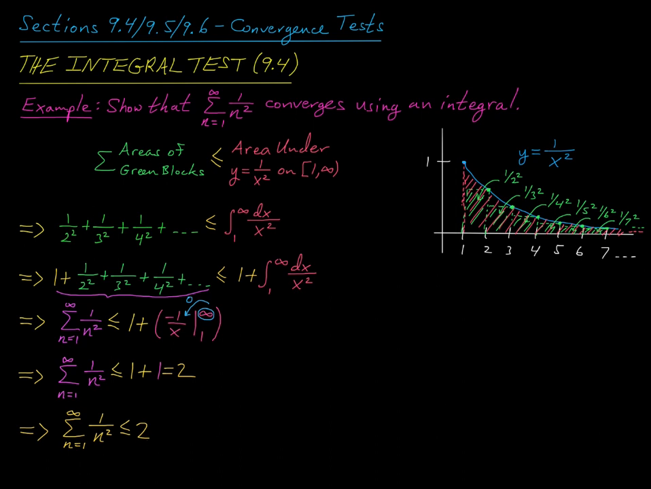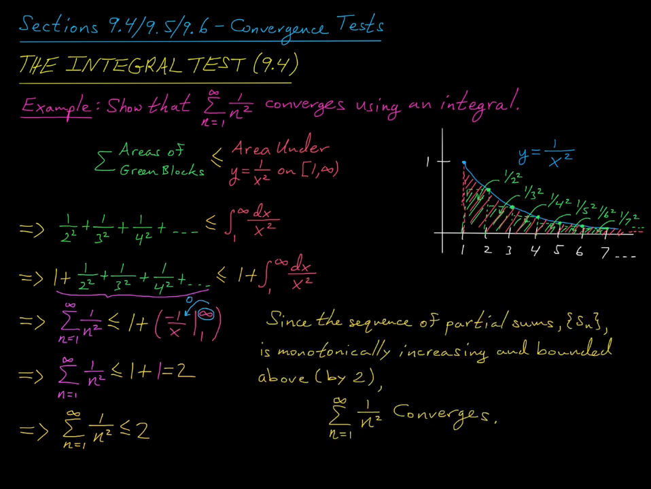All right, so what's the big takeaway from that? Well, two things to point out. One, this sequence of partial sums for this series, so our sequence S sub n, is a monotonically increasing sequence. And so this bound right here implies that this sequence of partial sums in particular is bounded above by 2. And I claim that those two facts together imply that this series converges.